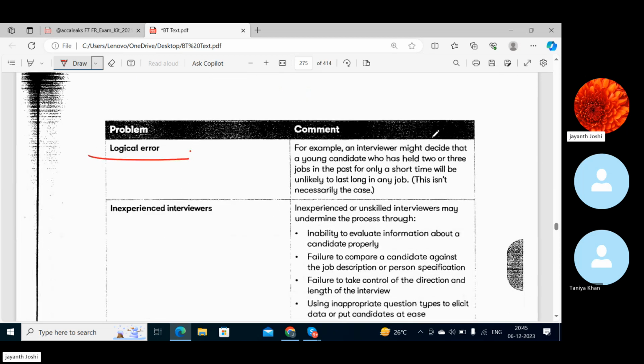Logical error. For example, an interviewer might decide that a young candidate who has held two or three jobs in the past for only a short time will be unlikely to last long in any job. That cannot be the case, right? He may have very good potential, but because of a perception that he has performed a certain job for a very short span of time, he may not be suitable. See, many times it happens, right? And now the chief minister of Telangana is a very young person, and many people were saying he doesn't have experience, but he's made it, right? Some capacity he has.